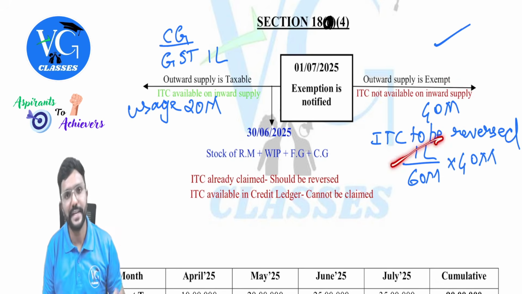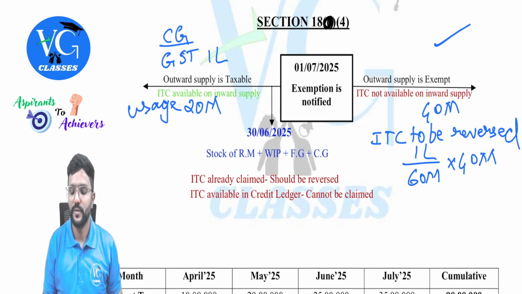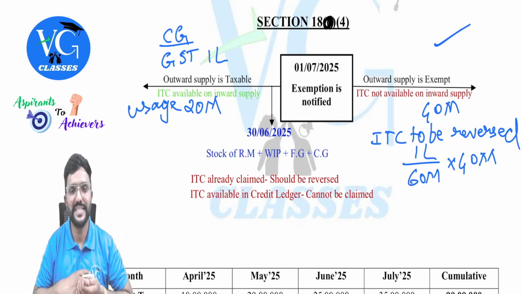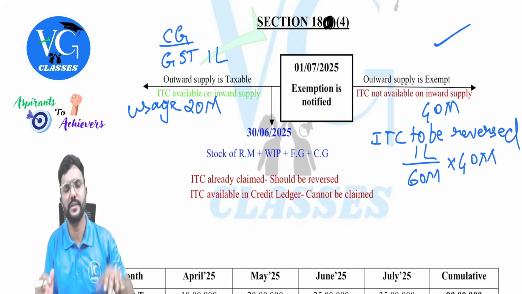So what is the total credit already claimed? 1 lakh. Divided by total useful life, which is 60 months, equal to 5 years, into 40 months. So whatever amount we get here, that much has to be reversed, guys. That means for the remaining 20 months, credit is available. Huh? Yes, you already claimed it.